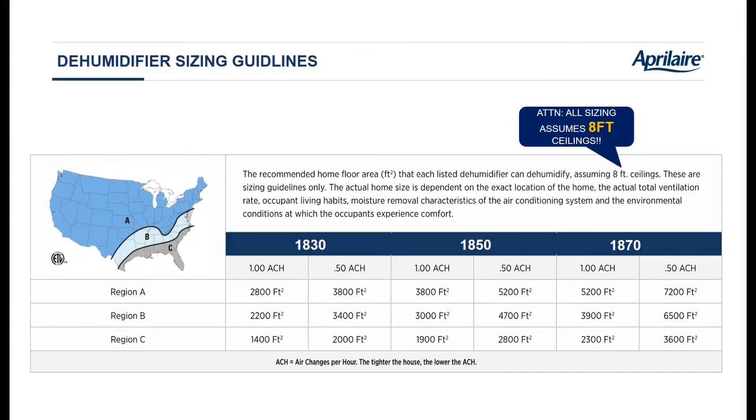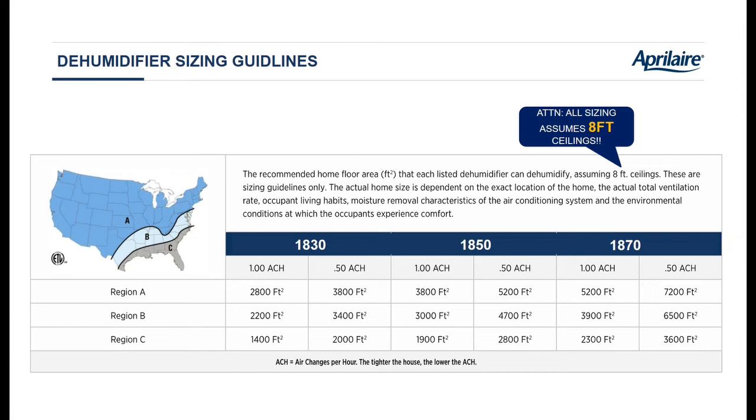And so you can see region A, half an air change per hour. The 1830 could do up to 3,800 square feet with 8-foot ceilings. The 1850, up to 5,200 square feet with 8-foot ceilings. And then the 1870, half an air change per hour, up to 7,200 square feet with 8-foot ceilings. Typically at that point, you'd probably want to go with 2 smaller units just because of the physical size of that space. Any questions about sizing, please don't hesitate to give us a call.